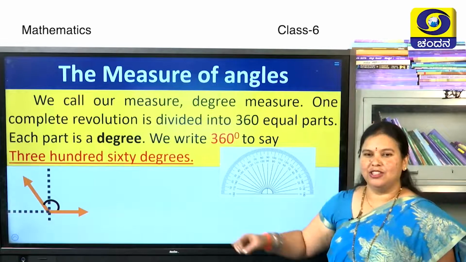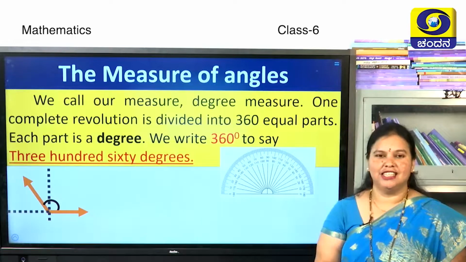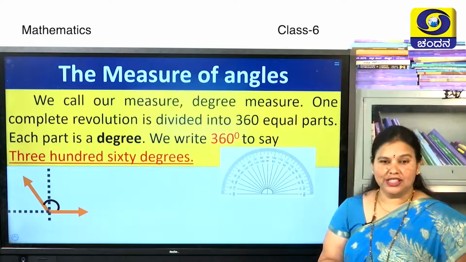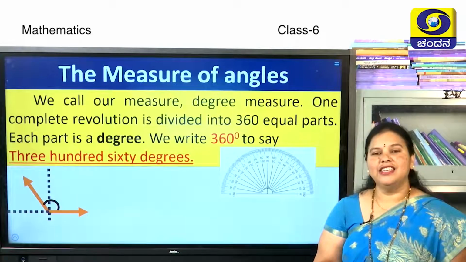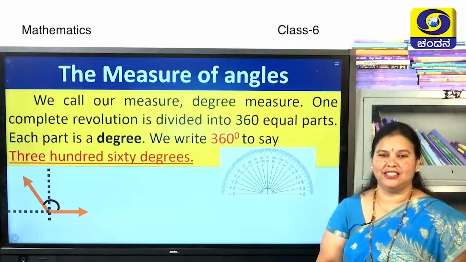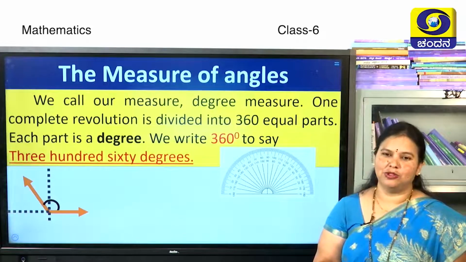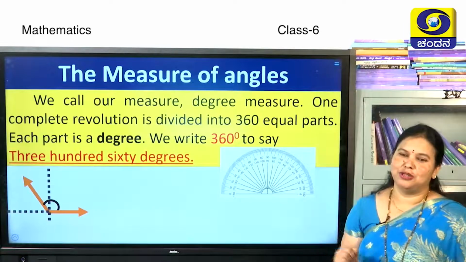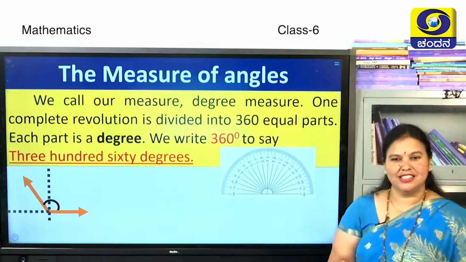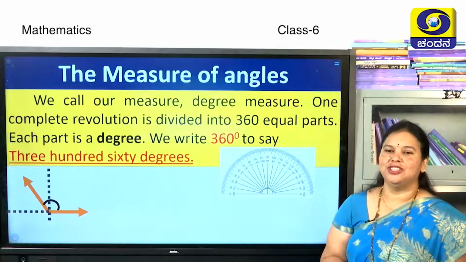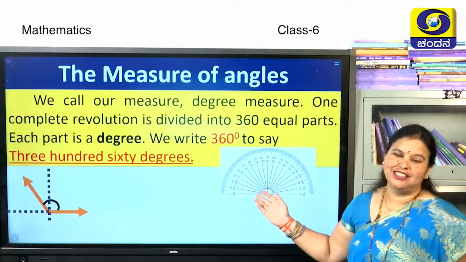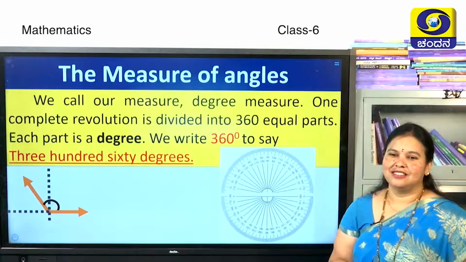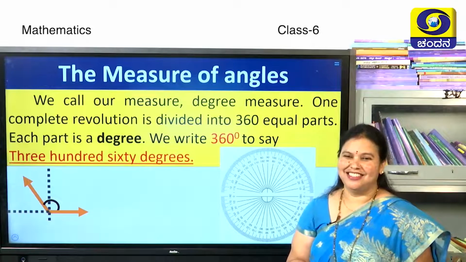One complete revolution is divided into 360 equal parts. Each part is a degree. We write 360 degree to say 360 degrees. In higher studies, they use a circular protractor through which they can measure up to 360 degree. But you have in your instrument box this semicircle protractor, isn't it? Don't worry. You can also measure more than 180 degree with your half circle protractor this way. See, isn't it smart?